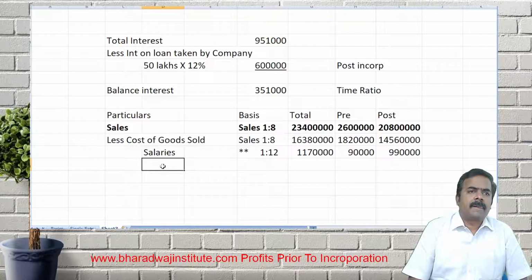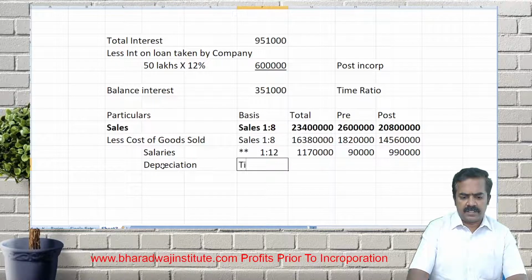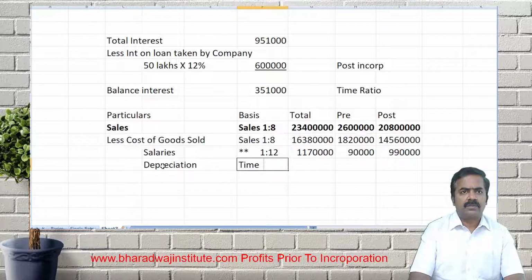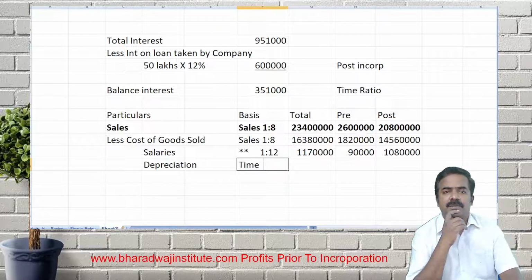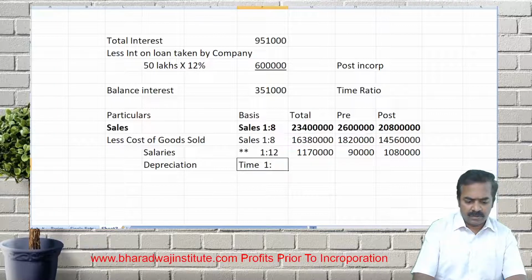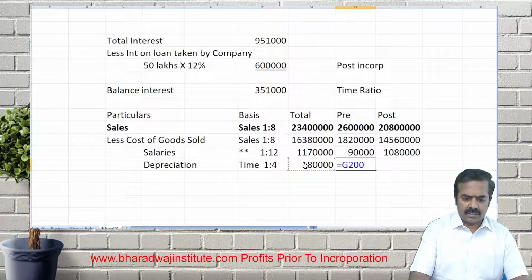What is the next item? Depreciation. Depreciation is on time ratio. What is the time ratio? 1 is to 4. What is the total depreciation? 1,80,000. This into 1 by 5 for pre, and this into 4 by 5 for post.